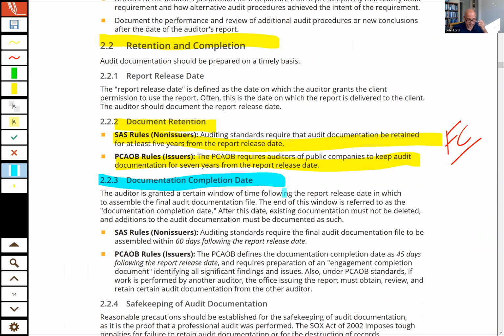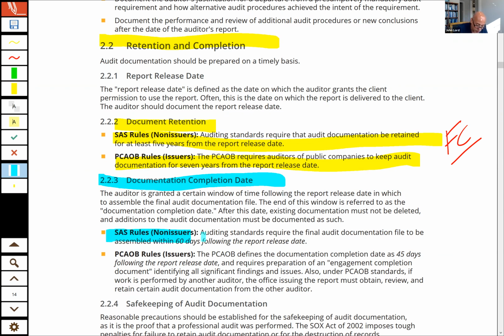Once you go past the audit completion date, you can still make changes to your work papers, but you'll have to leave whatever the original was. But within this window, and for public companies, it's a 60-day window. For non-public, it's 45. You can erase, take things out, whatever you need to as you complete your audit documentation. They give you that window of time. After that, you can still make changes, but you'll have to leave the original and then explain why you had to make a change.